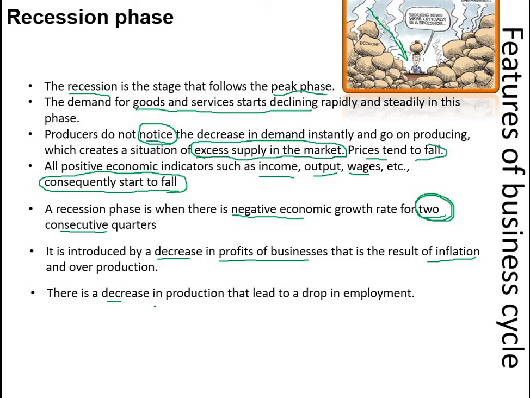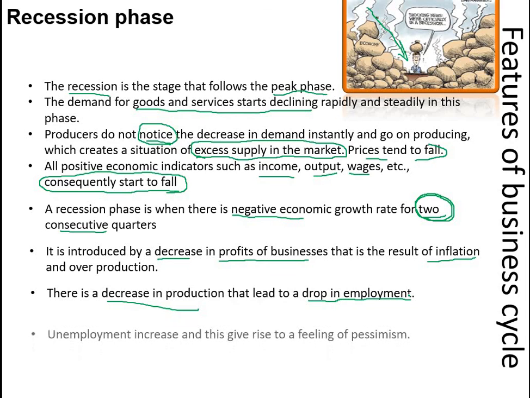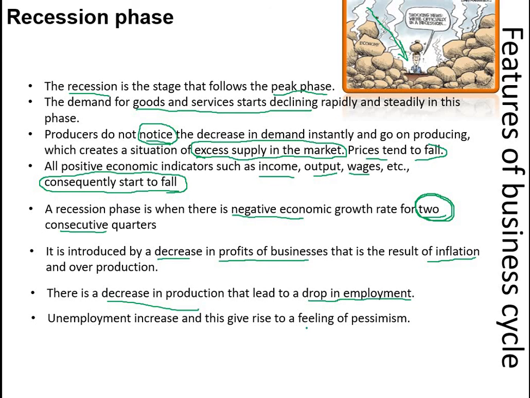There's a decrease in production. When there's a decrease in production, then there's also a drop in employment. If people are no longer buying goods and services, we start retrenching. So unemployment increases. And now you start feeling pessimism. It's one of those things which we have to consider if we are working, saving money.